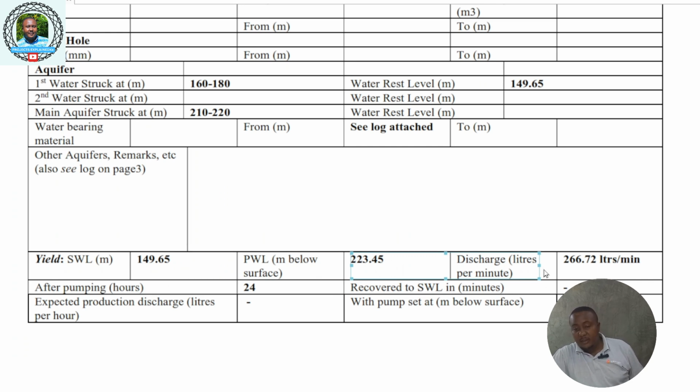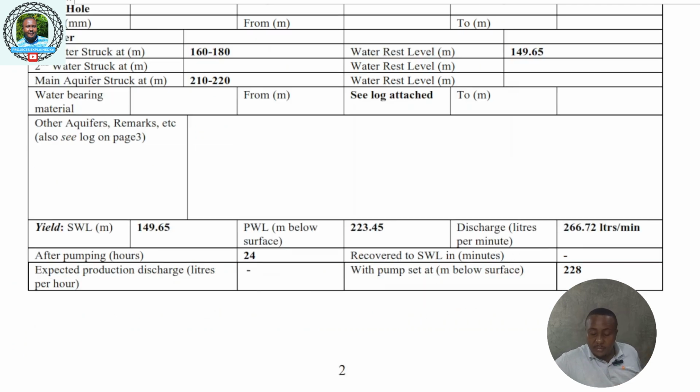And the discharge, this is 266.72 liters per minute, but in the test pumping we'll see it in meter cubed per hour. So what you just do is divide by 16.67, and you'll get the meter cubed per hour. Then test pumping was done for how many hours? It is indicated 24 hours. Then the expected production discharge. Then water pump set, where the pump was set, is indicated there as 228 meters.